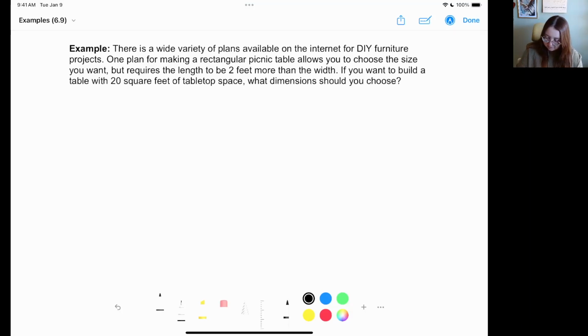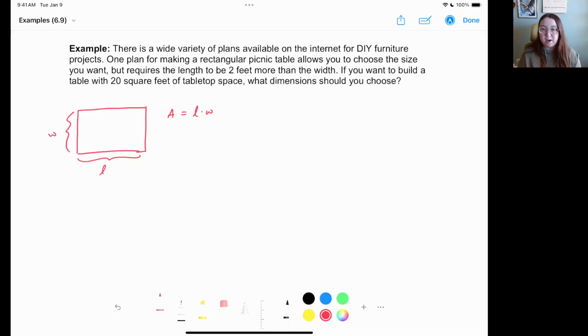All right, so for problems like these, it's best to draw a picture right off the bat. So we've got our rectangular picnic table here. And we usually say the short side is the width, and the longer side is the length, but you can label it however you want. All right, so we have the width and the length. Now we know that the area of this picnic table, or the area of a rectangle, is length times width.